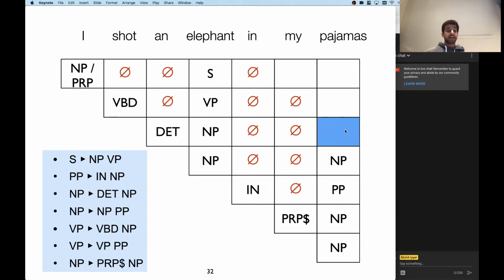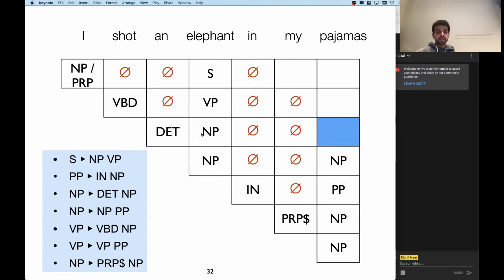This cell becomes quite interesting. So here, this cell spans an elephant in my pajamas. And there are many ways to form things with this particular cell. So let's start with an, elephant in my pajamas. So an, I have a determiner. Elephant in my pajamas, I have a noun phrase. And so determiner plus noun phrase, I can form a noun phrase. So I can at least form a noun phrase with that one split point.